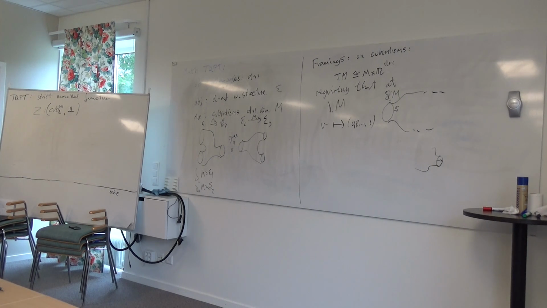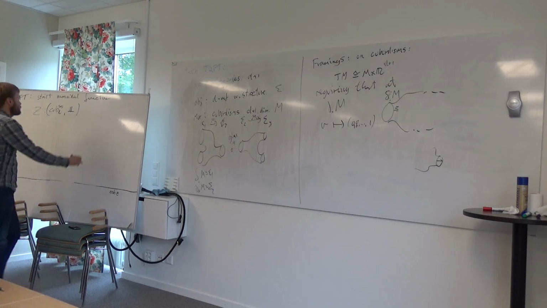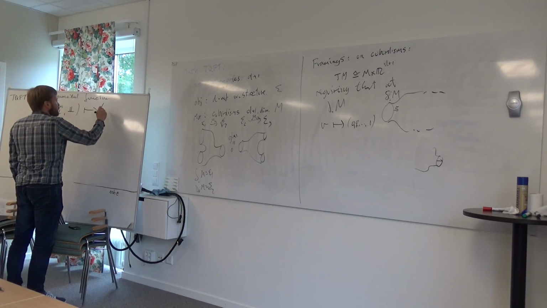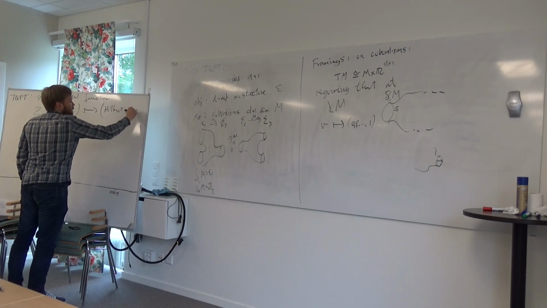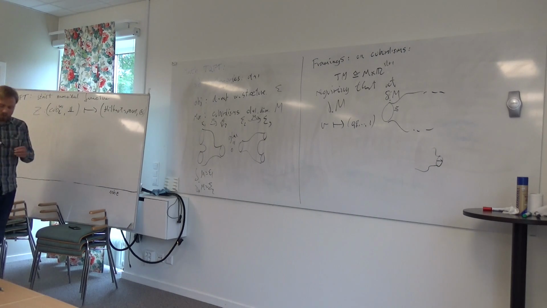meaning that you have an operation on this category that's very categorical. It's just disjoint union. And this is supposed to be a functor into Hilbert spaces with tensor product, which is the monoidal structure we're using on Hilbert spaces.